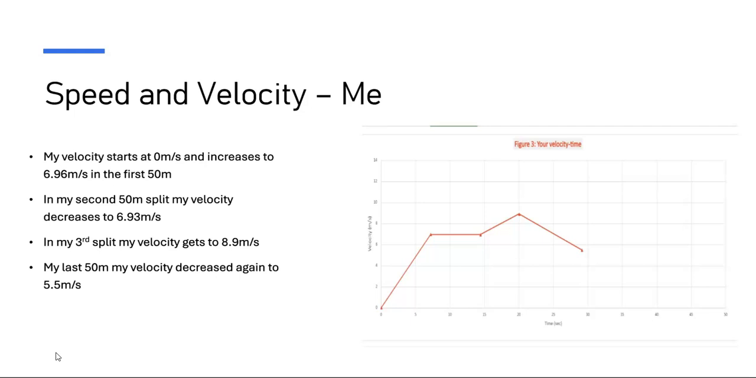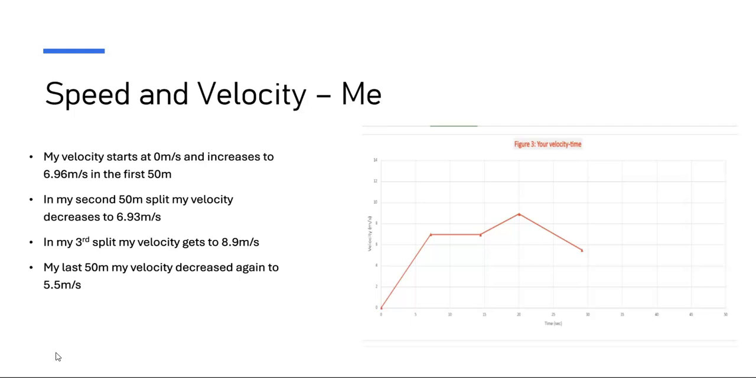This is my max velocity over the 200 meters, where I realized I was halfway when I started to put in effort and go as fast as I could for the last 100 meters. My last 50-meter velocity decreased again to 5.5 meters per second, which was my lowest velocity over the 200 meters, where I had fatigued.